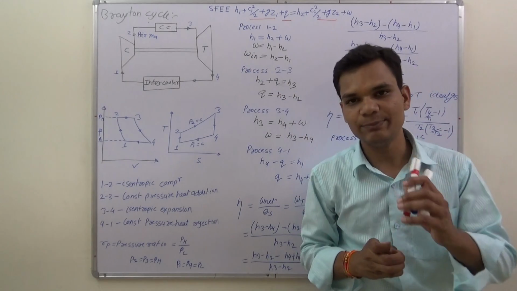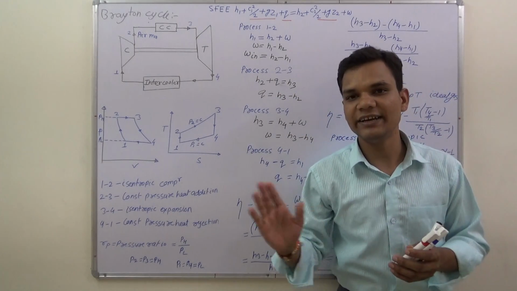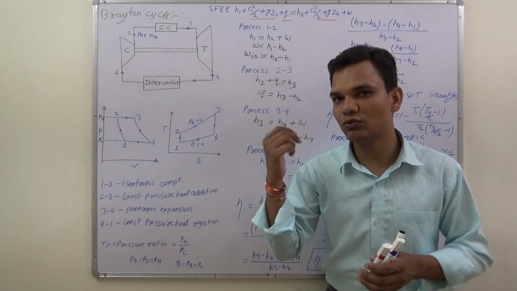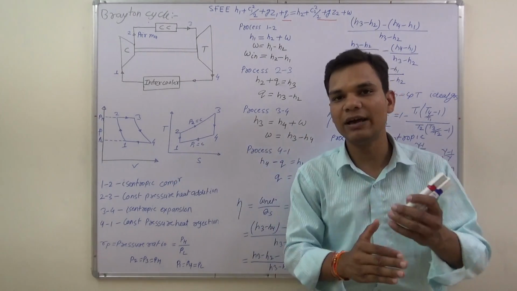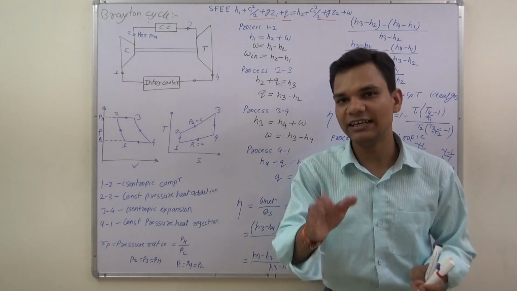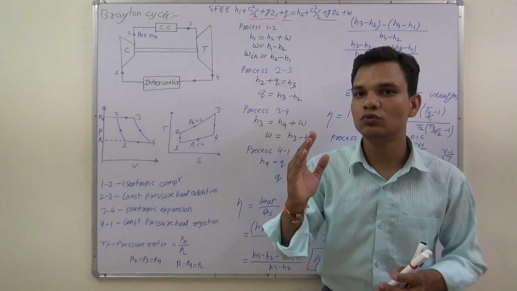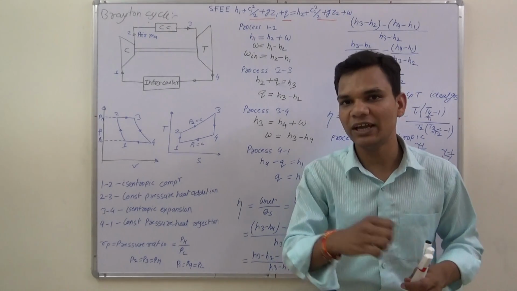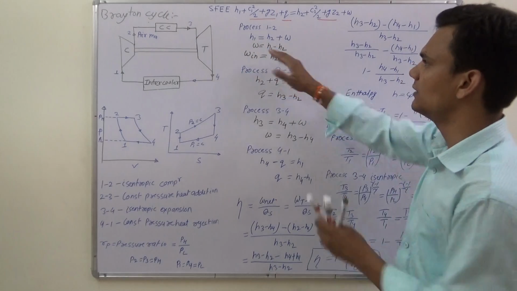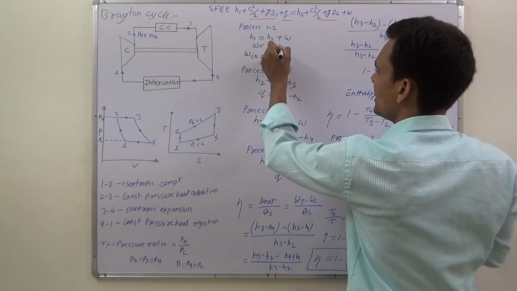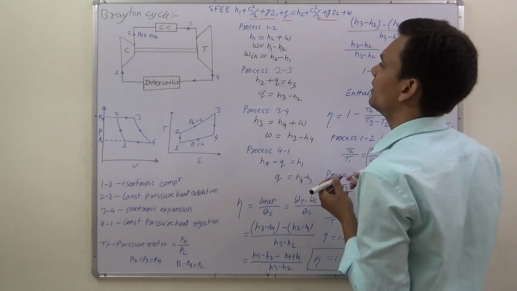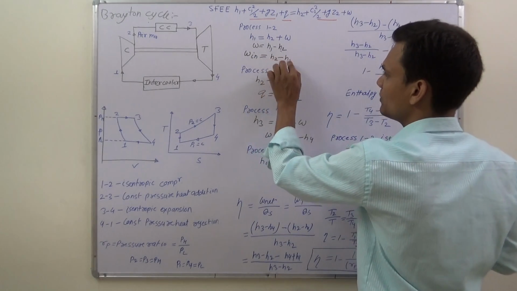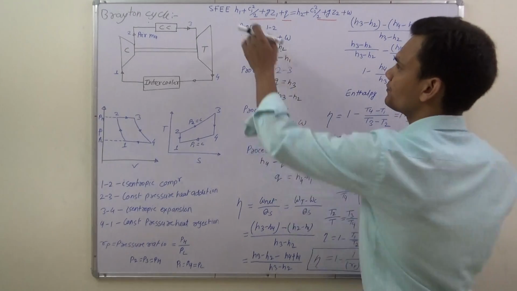If we write it in place of work input, then we have already assumed that we are supplying work to the device. So the value of work input will become negative. To modify it from negative to positive, we can exchange H2 by H1 and H1 by H2. So work input will become H2 minus H1 for the compressor.